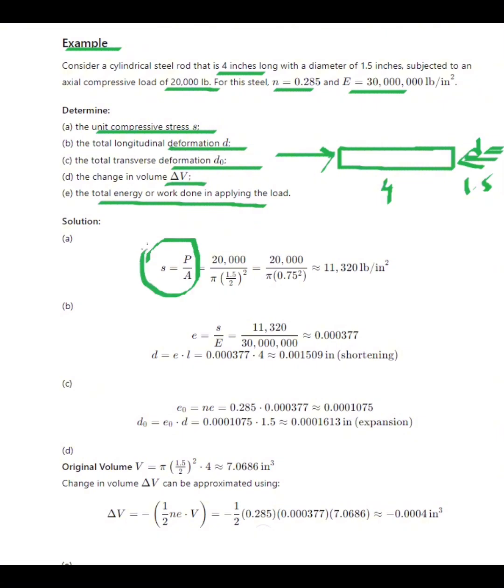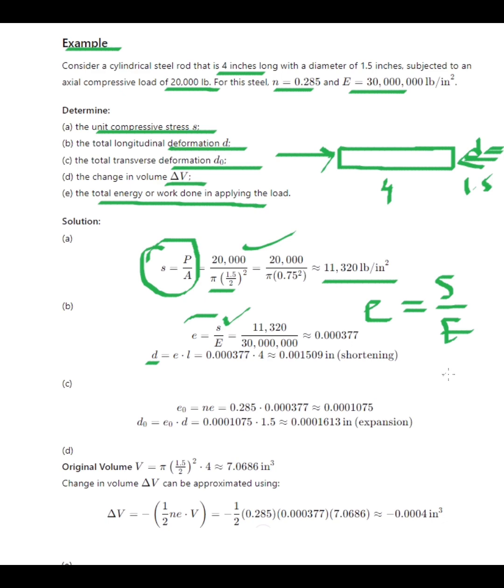Stress S equals P by A, where P is the load, 20,000 pounds, and A is the cross-sectional area, so we can get this. And the strain we can calculate. The strain means longitudinal strain. We know it is longitudinal stress divided by Young's modulus, so S by E. S we calculated here, and Young's modulus we know.